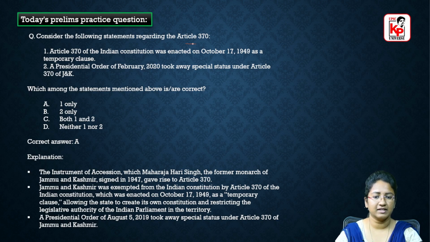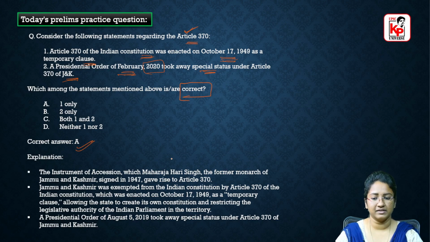Consider the following statements regarding Article 370. Since the entire article is about Article 370, we have a question on it. The first statement says that Article 370 of the Indian Constitution was enacted on October 17, 1949 as a temporary clause. And the second says a presidential order of February 2020 took away the special status under Article 370 of Jammu and Kashmir. You have to identify the correct statements. The correct answer is A.